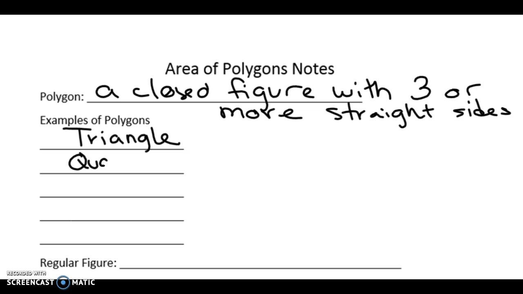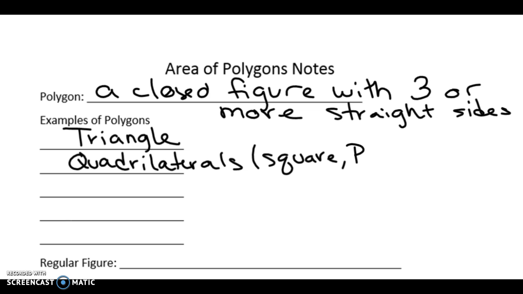Quadrilaterals are polygons because they're 4-sided figures. So that would be your square, your rectangles, your parallelograms, and your trapezoids.